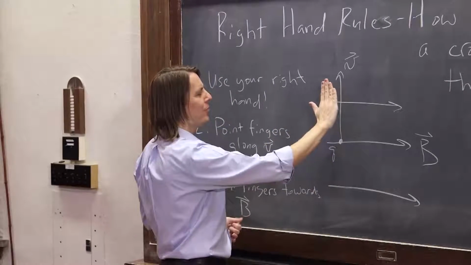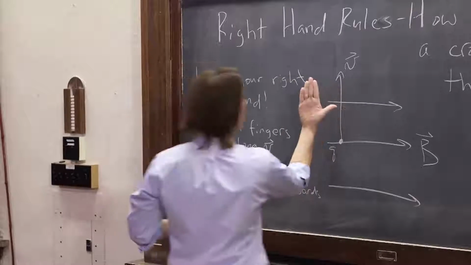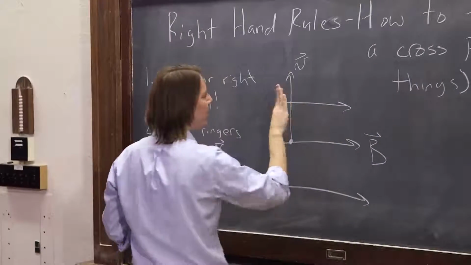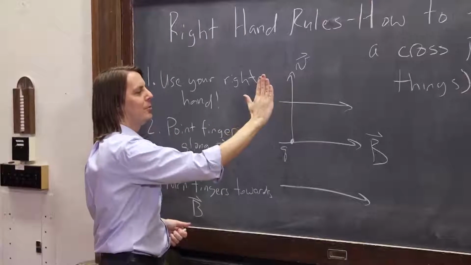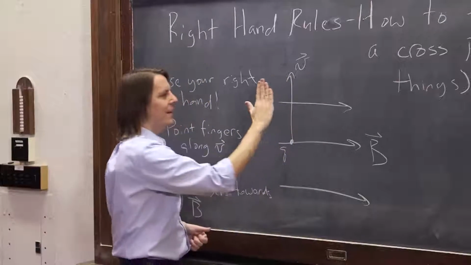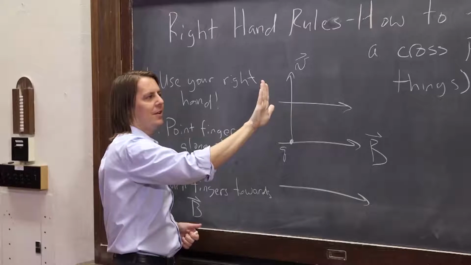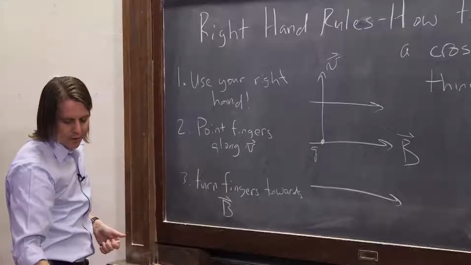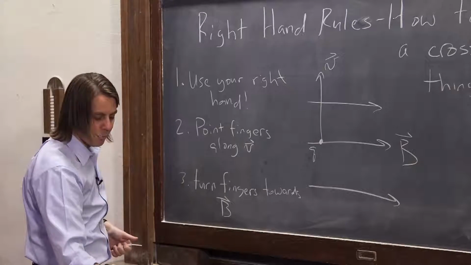I can point my fingers along V this way, or this way, or this way, or this way. And I can go all the way back around. Those are all pointing along V. But then if you want to be able to curve them towards B, there's only one way they can point. And that is this way, because then they have to curve towards B. So that is V, curve towards B. And then the last rule is that your thumb will be along F.